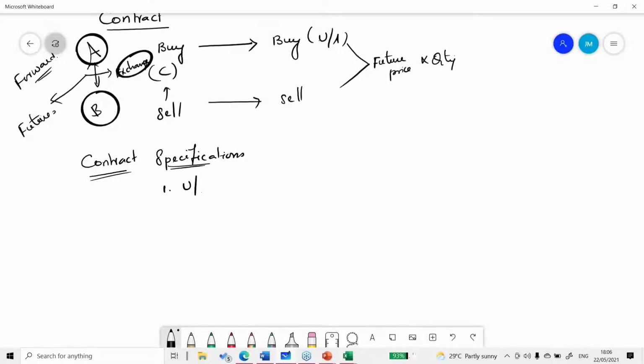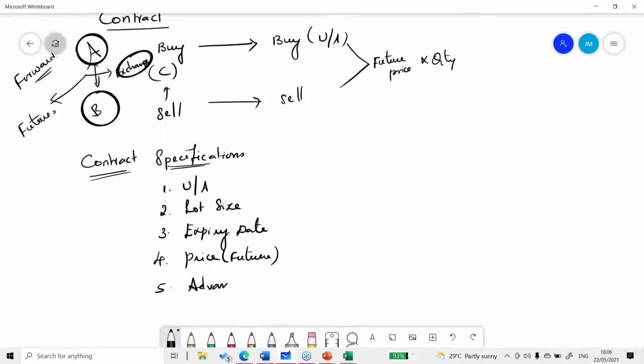The first thing is, what is the product you are planning to buy, the underlying asset. Second, the lot size, the quantity which you are planning to buy. Third, the expiry date. And once you decide everything, the price will be determined, the future price. The fifth one is the advance amount which we make, and this is called the initial margin. All these things are the basic elements of contract specifications.